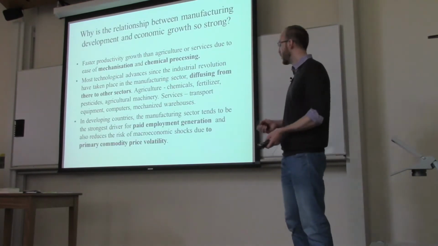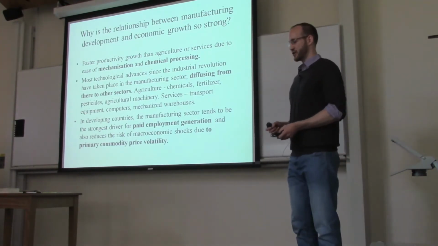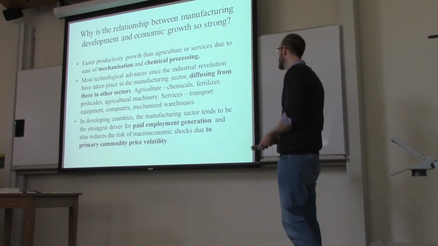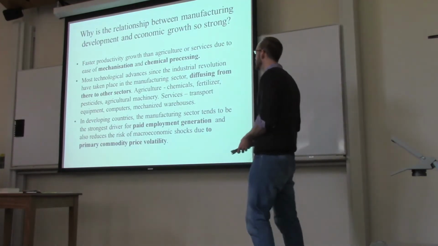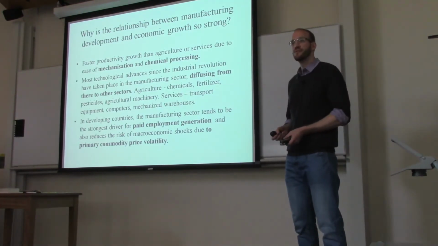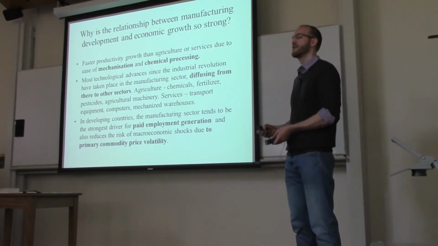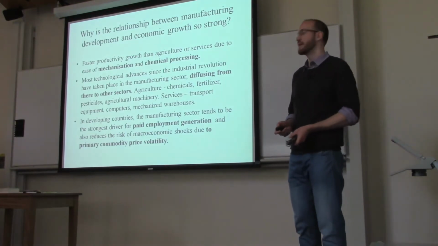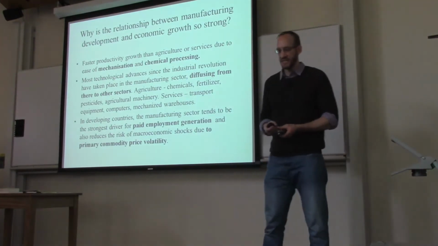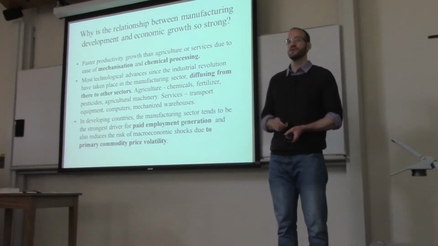Now, why is this? Why is the relationship between manufacturing and economic development so strong? One is that manufacturing has higher productivity than other activities such as agriculture or services. It lends itself more easily to chemical processing and also is mechanized more easily. I recommend you all read Nicholas Kaldor, who was a Cambridge economist. He's one of the people who laid the early theoretical foundations for why manufacturing is so important. And if you think about it, most technological advances we've seen, not only in manufacturing but also in other sectors, are a result of diffusion from the manufacturing sector.